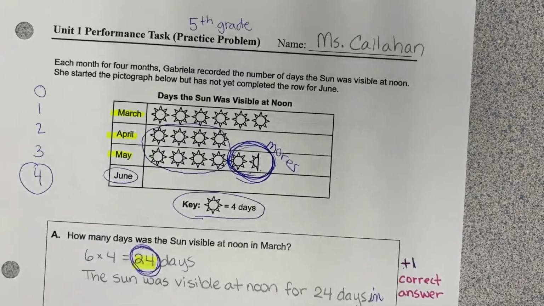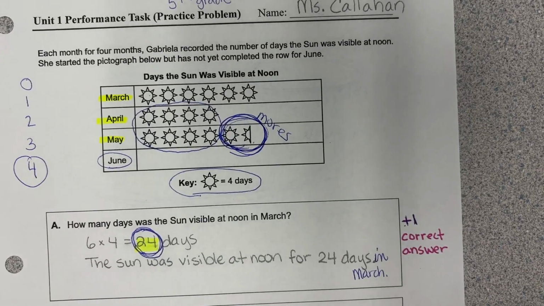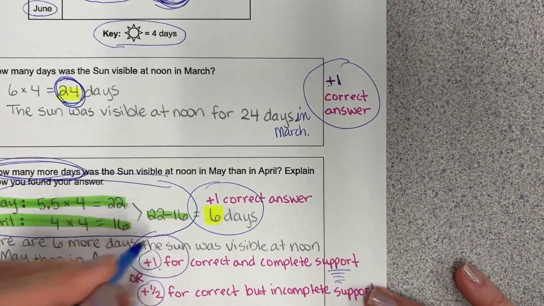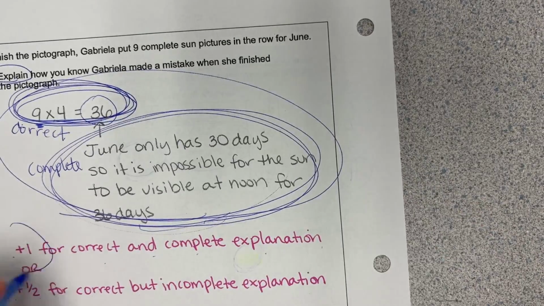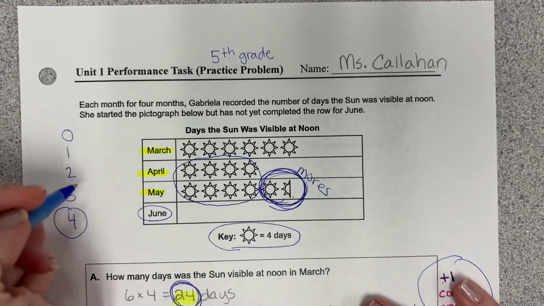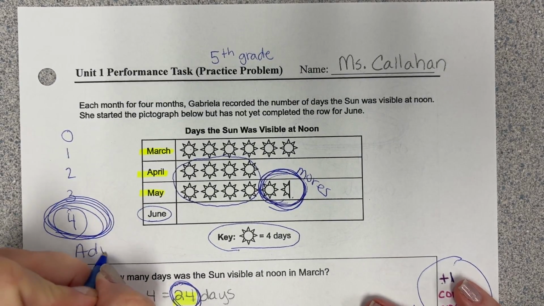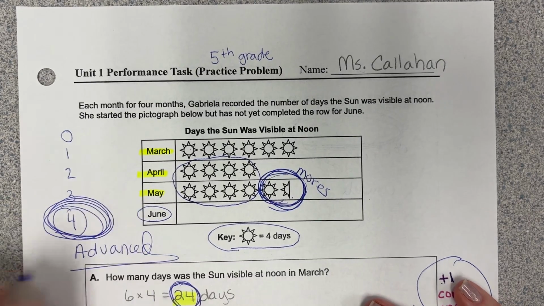So for me, I would have scored a 4 on this, obviously. That's why I'm the teacher, right? Because I got 1 point here, I got 1 and 1, and then I got my 1. So if I was doing this on the PSSA, I would have scored a 4, and I would probably be falling into the advanced category.